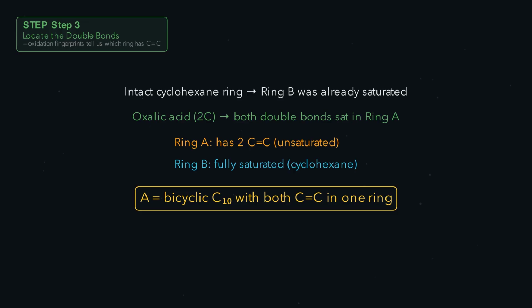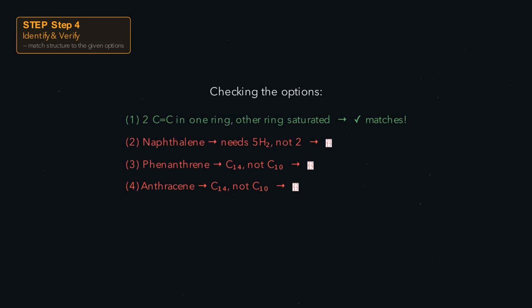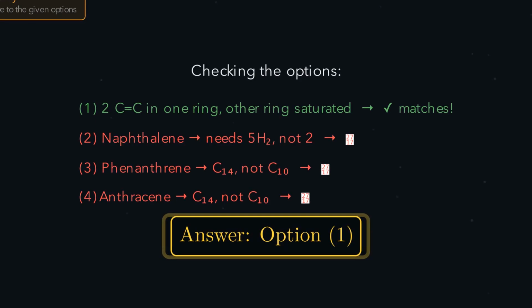Checking option 1. It has exactly 2 double bonds in one ring. The other ring is saturated. Hydrogenation gives decalin. Oxidation gives the right products. That's our answer, option 1.